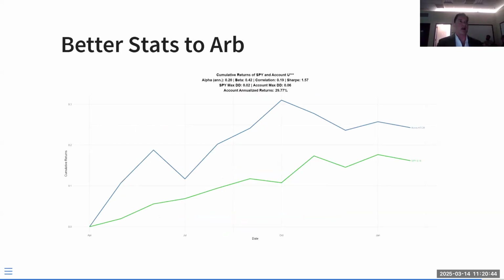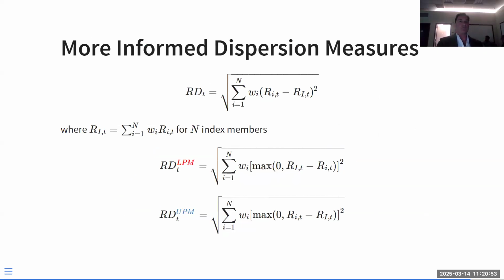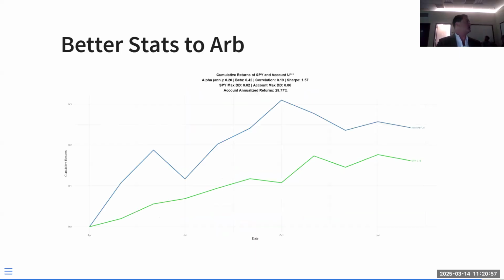This month it's actually midway through. It's flat while the S&P is down 7%. And again, that's just using these. So it's better stats to ARB for a stats ARB.